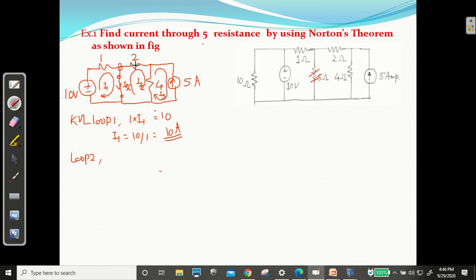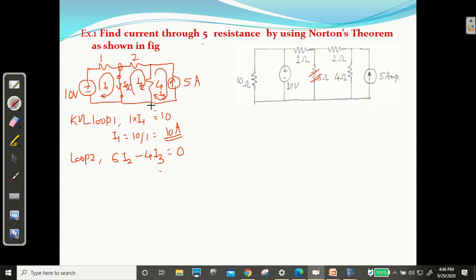I2 is flowing in 2 plus 4, so 6 I2. At the same time, 4 is a common branch between loops 2 and 3, so in 4 there is I3 also. So minus 4 I3 equal to 0.